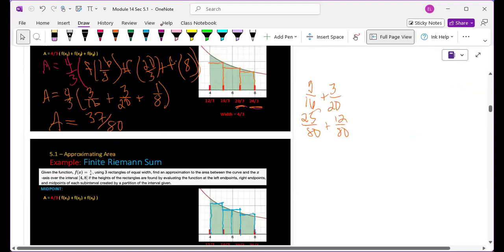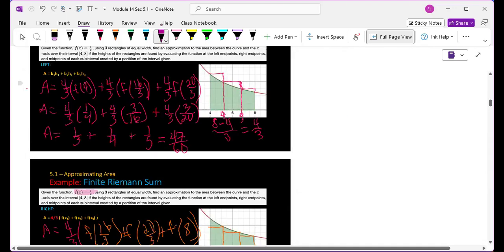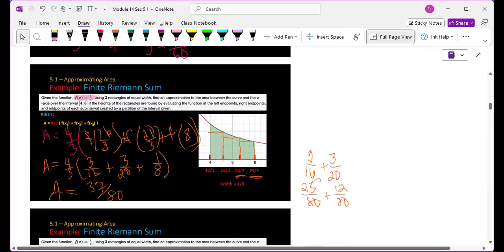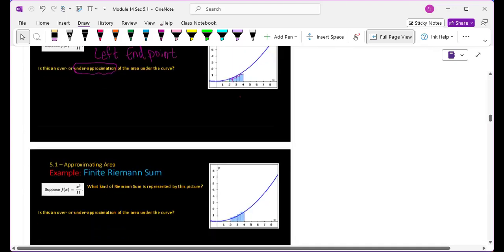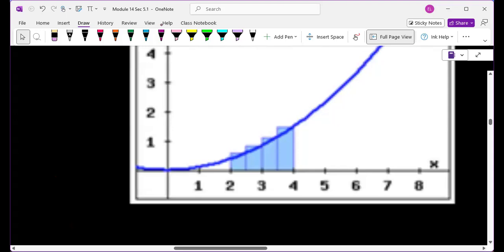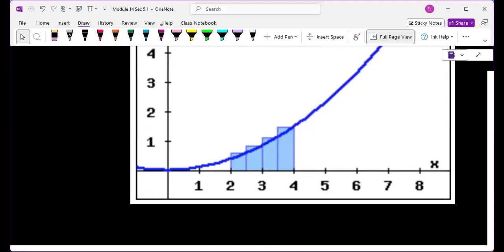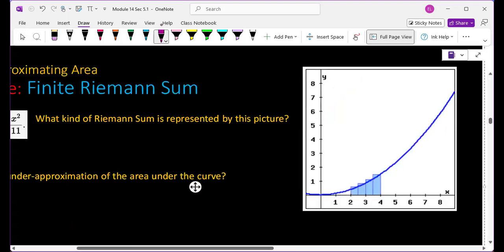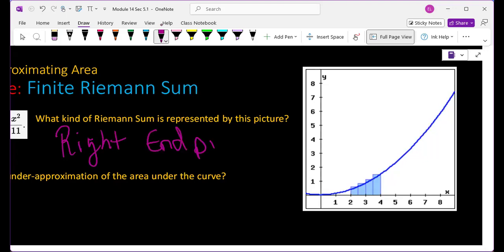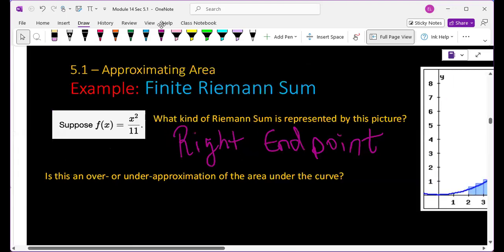But just to compare and contrast, on the previous graph, the left endpoint was an over approximation. So it depends on whether the graph is increasing or decreasing. Now here they've got a right endpoint pictured. When we look at our rectangles, the height of the crossbar is determined by where the right function value is instead of the left one. So right endpoint and an over approximation of the area.